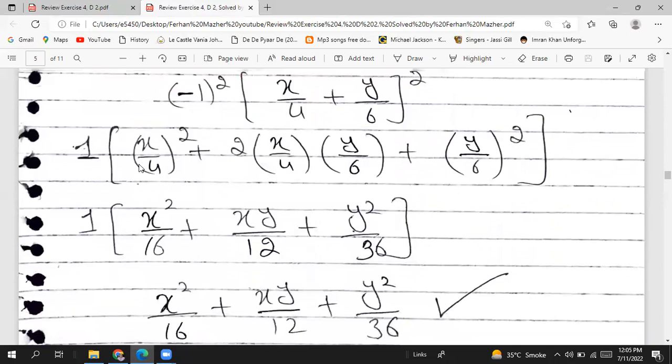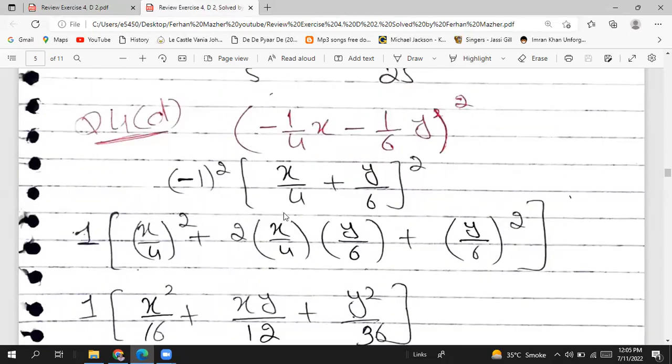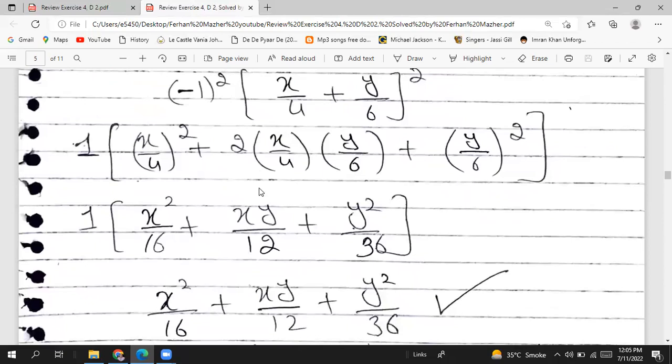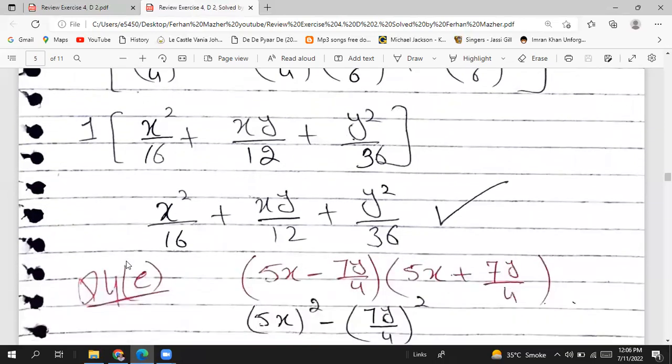So you can see I have taken negative 1 common, and that square will also go with it. Inside the bracket, I will have x by 4 whole square plus 2 into x by 4 into y by 6 plus y by 6 whole square. Basically I'm using the a plus b whole square formula, which is a square plus 2ab plus b square. So this will become x square by 16 plus 24, 24 cancelled with the 2, it will be 12xy divided by 12 plus y square divided by 36. So your final answer will be x square by 16 plus xy divided by 12 plus y square divided by 36. This is how you will do this question.